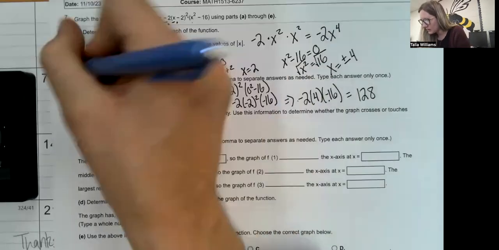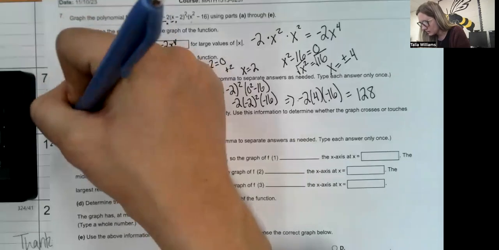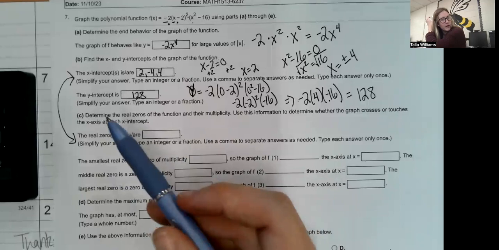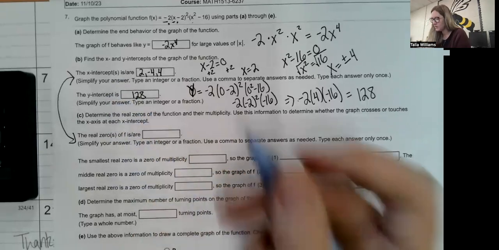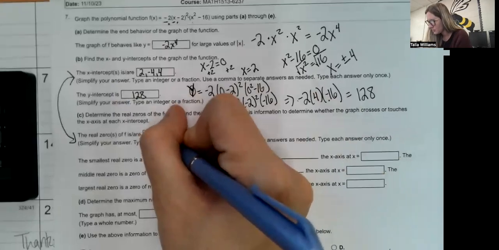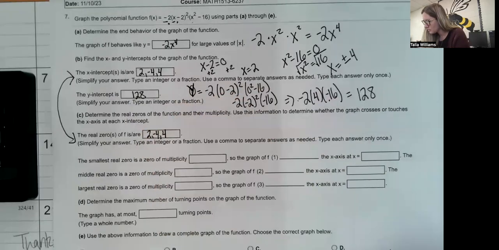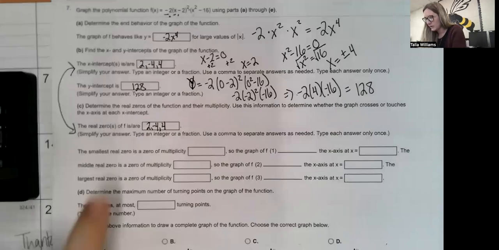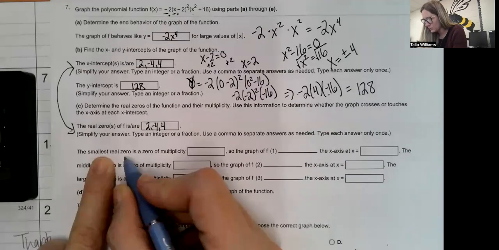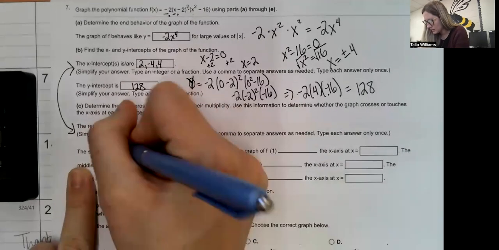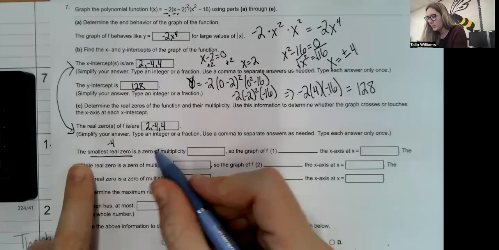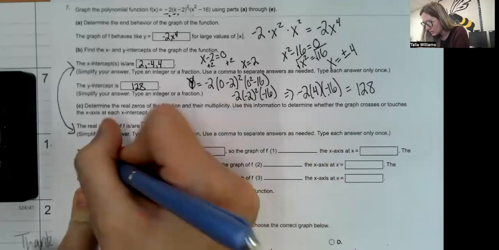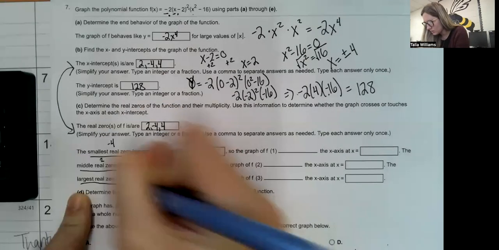But x-intercepts and zeros are the same thing again because you're putting 0 in for y to solve for both of them. So type the answer. It doesn't say to do it in order. Okay. Now then, our smallest real 0 is going to be our -4. I'm writing it here, but they don't want that there yet. Our middle real 0 is 2, and our largest real 0 is 4.